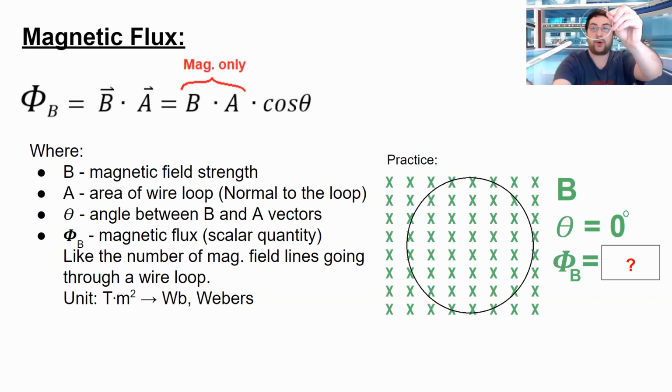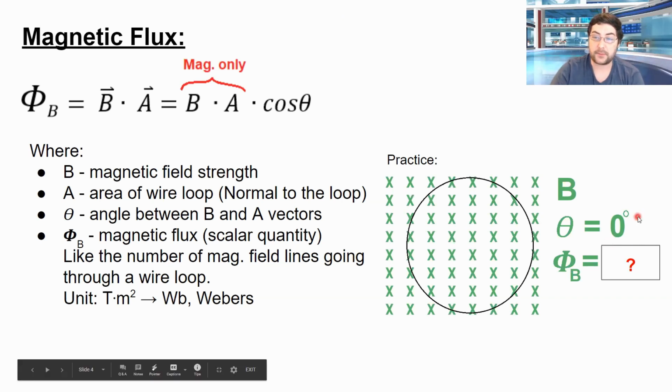Now, if I point this back up and I put my magnetic field lines through the iron ring, you can see that the magnetic field lines would be 0 degrees to the normal line, okay? The normal line and the magnetic field line would be one right on top of the other. So there's a 0 degree angle between the magnetic field lines and the normal line to this area. So this is 0 degrees for theta.